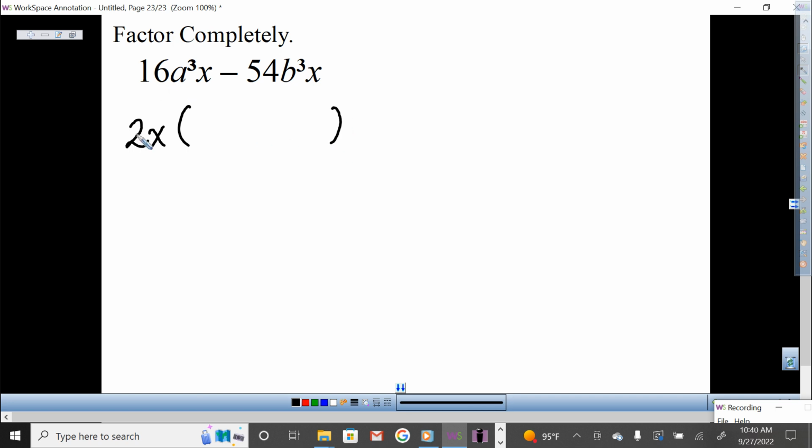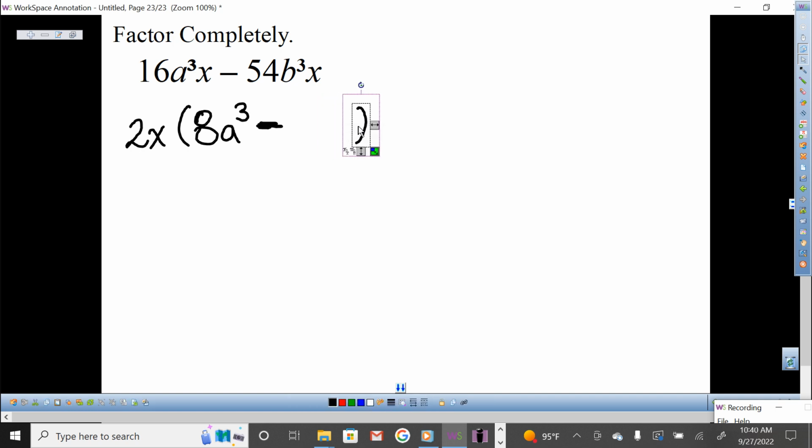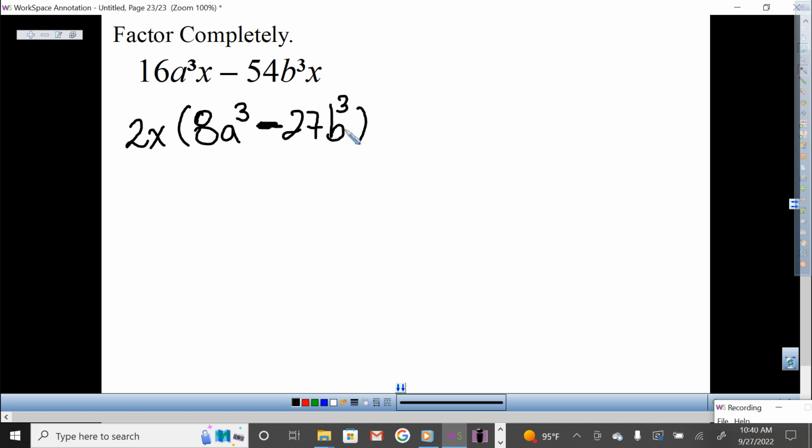So 16 divided by 2 is 8. We got the x out. That leaves us with a cubed. Minus 54 divided by 2, that's what? 27, yes. Make some space there. Yeah, 27. We took out the x. That leaves us with b cubed. That looks familiar, doesn't it? What's the red flag? The minus. Both of them are cubes, except the numbers, we need to rewrite them as well, right?